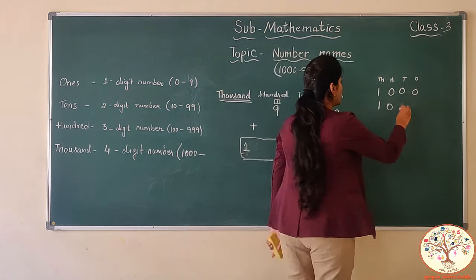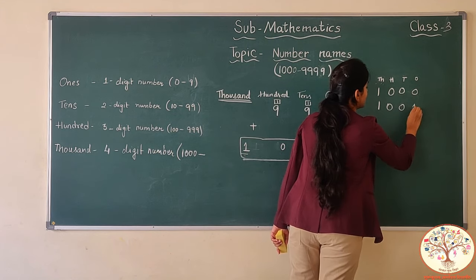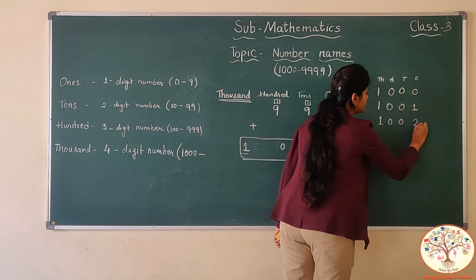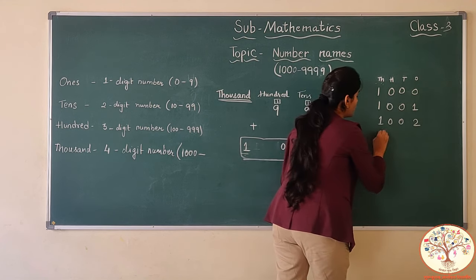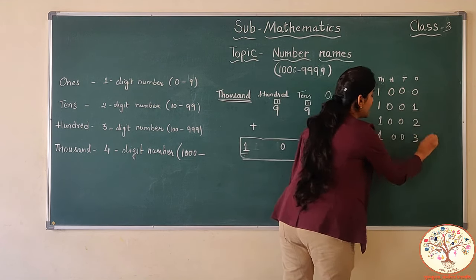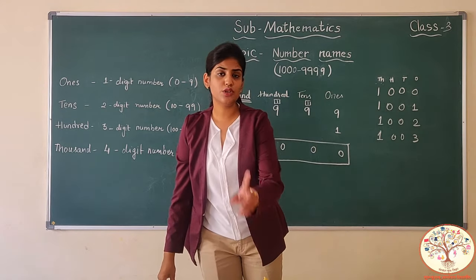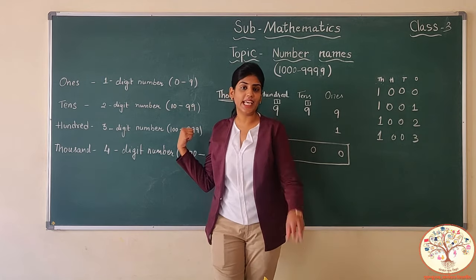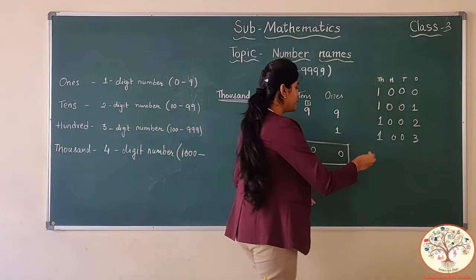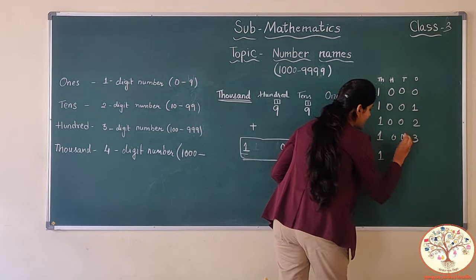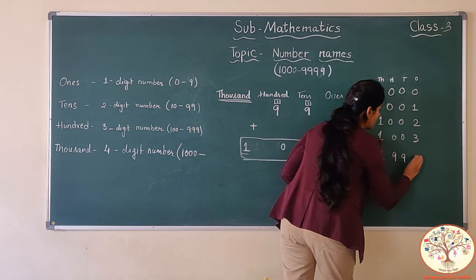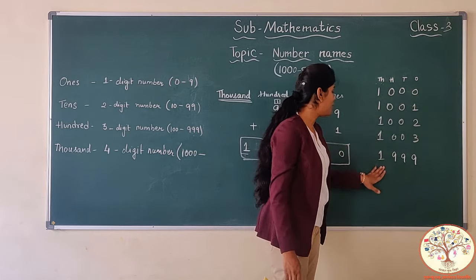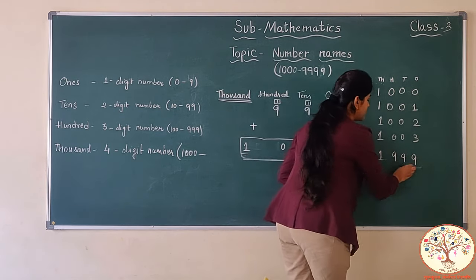Okay, now the ones place will keep on increasing. 1002, then 1003, and so on. Now students, you know numbers till 999, three digit numbers. So here, when the counting goes on, you can write up till here, right? Now what comes next after 1000 and these three nines?